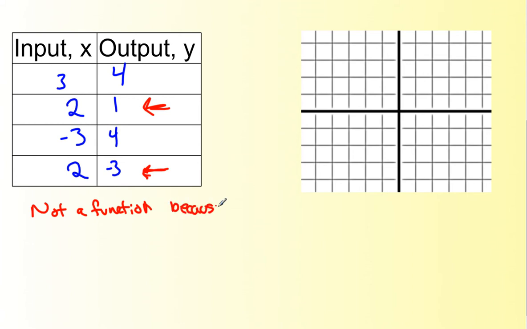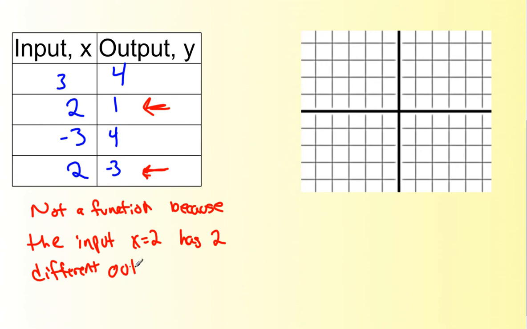Because the input x equals 2 has two different outputs. Y equals 1 and y equals -3. All right. So just based off of the table, it's not a function because this input has two different outputs.